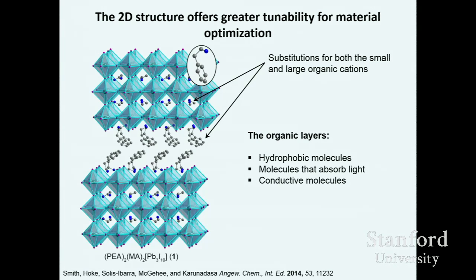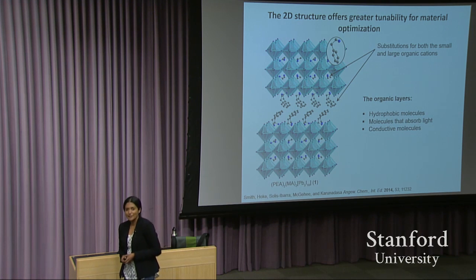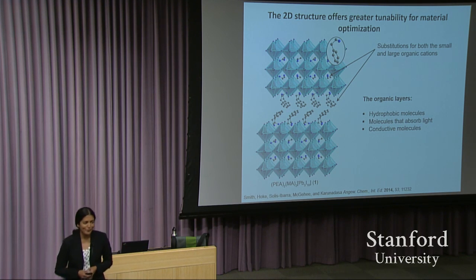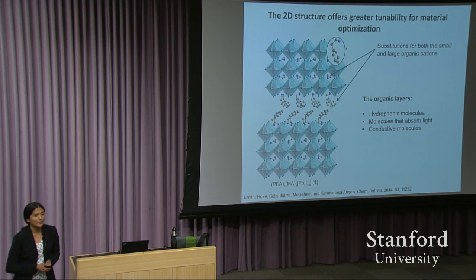You could imagine putting organic photosensitizers, molecules that absorb light, so that the fraction of the solar spectrum that is not absorbed by the inorganic sheets can be absorbed by the organic layers. And you could even imagine conductive molecules that transport the charge generated in the inorganic layers. So there are lots of things to do with this new platform, and we are engaged in all of these. And there could still be things we haven't thought about.